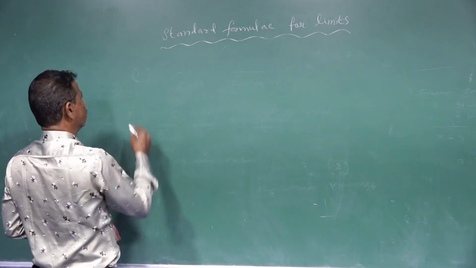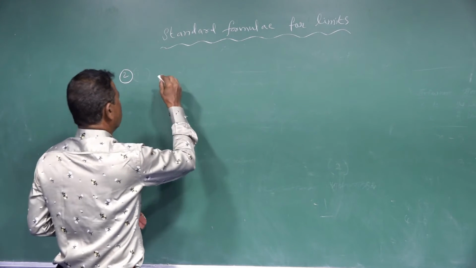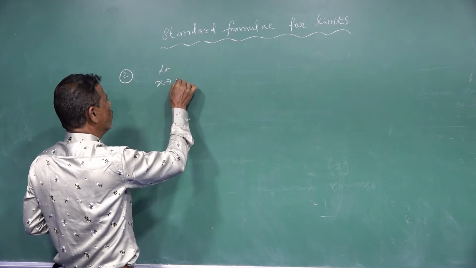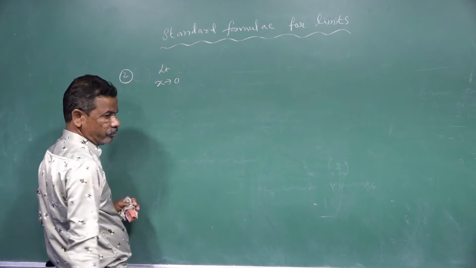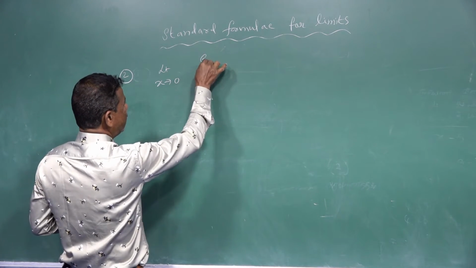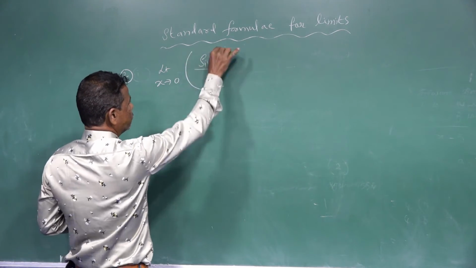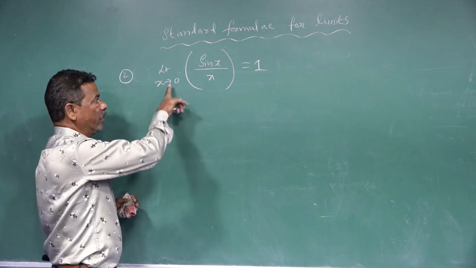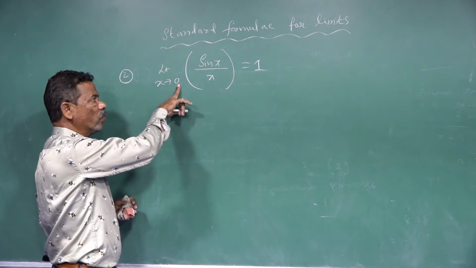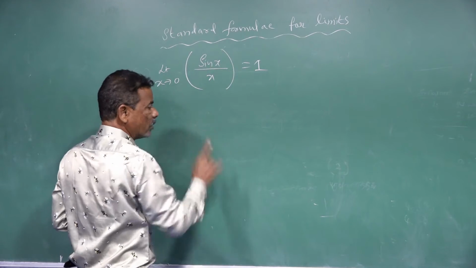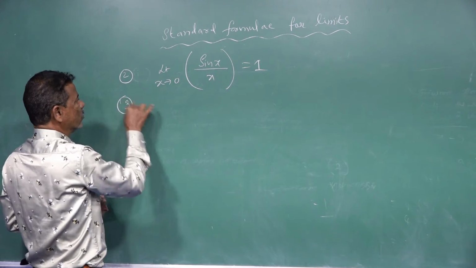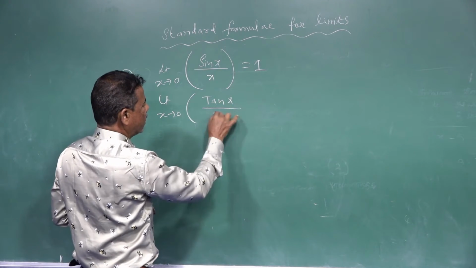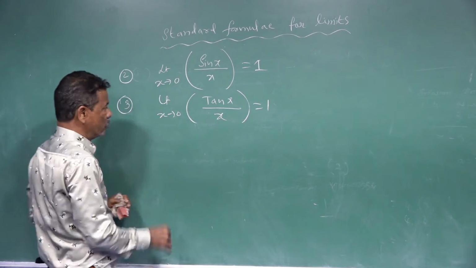Another standard formula. Second, limit x tends to 0, sin x by x is equal to 1. This is the standard limit. X not equal to 0, x tends to 0, sin x by x is equal to 1. And another limit x tends to 0, tan x by x, it is also 1.